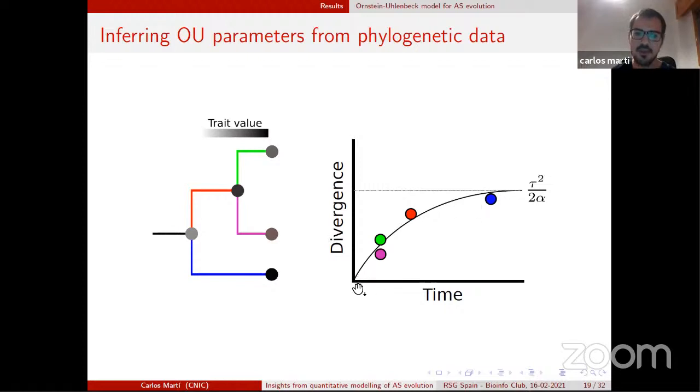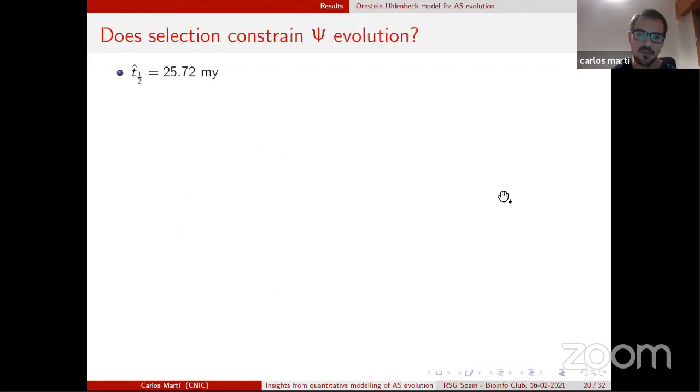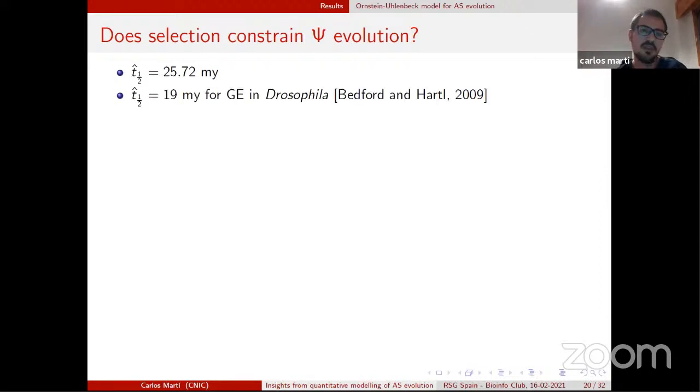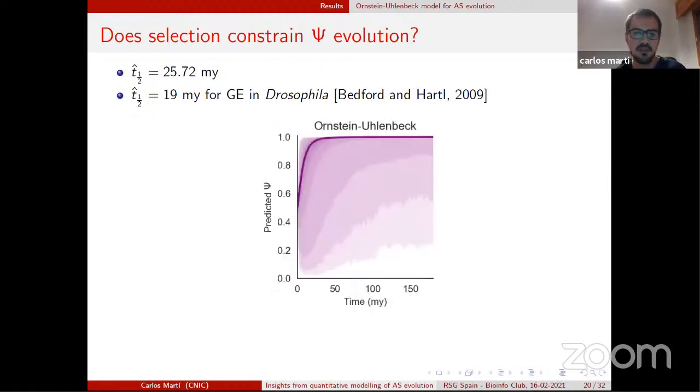Therefore, the pace at which this line saturates will also give us an idea about the strength of selection in this case. So we did that for our data, and we estimated a phylogenetic half-life of about 25 million years. This value is similar to that previously estimated for gene expression, suggesting that at least selection is as strong for alternative splicing rate as it is for gene expression levels, which in general is relatively low but significant.